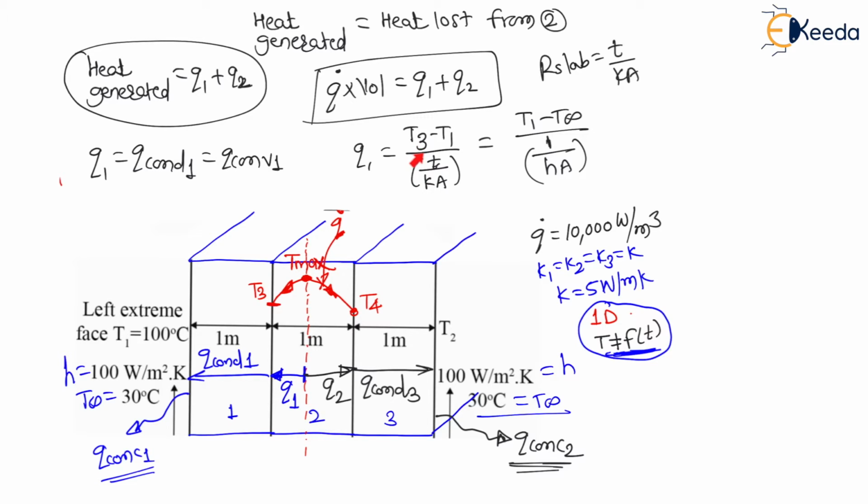But here our target is not to find T3, right? Here our target is to find T2, right? From equating them, we can find T3. And as in slab 1, there is no uniform heat generation, that is heat generation is 0. Therefore, there will be a straight line. There will be a temperature distribution like this, a straight line, between T3 and T1, right? And as well as in slab 3, there is no heat generation. Therefore, between T4 and T2, there is a straight line. Between T4 and T2, there will be a straight line like this. There will be a T2, right?